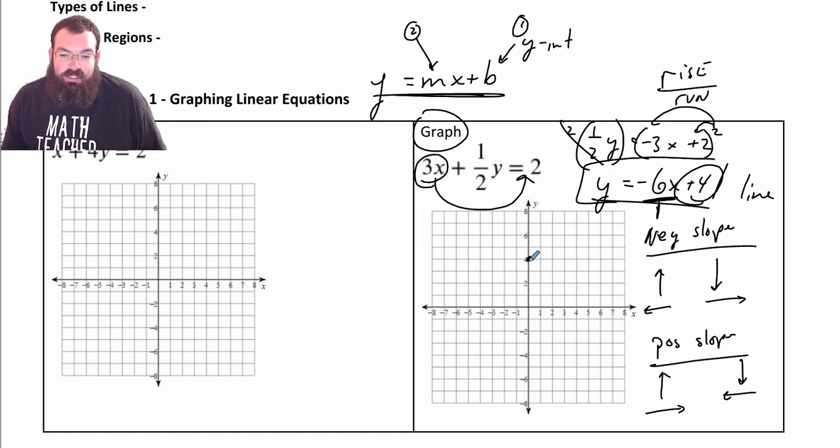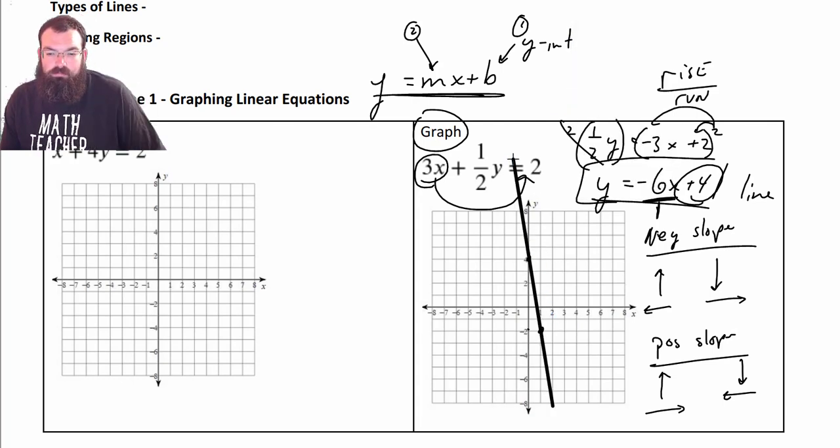So I'm going to go down 6. 1, 2, 3, 4, 5, 6. And then because it's negative, I have to go right 1. So there is my new dot. Now I'm going to draw a line. And there's your line between those two points. So that is your line that we would be graphing in this instance.